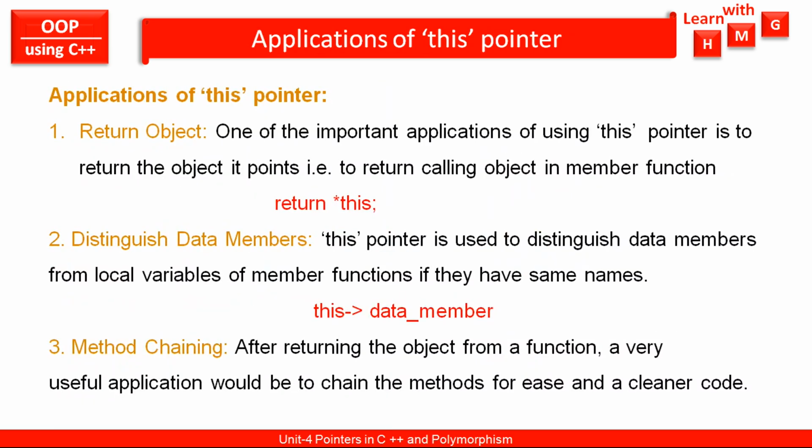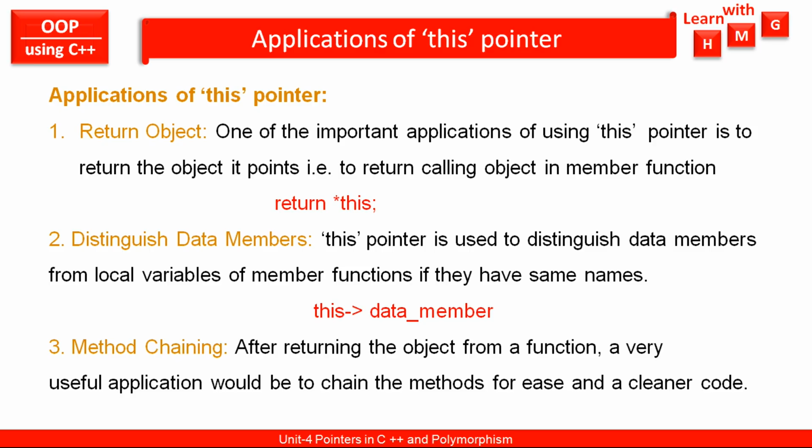So let us see the applications of this pointer. There are three main applications of this pointer. First application is return object, just as we have studied with the help of a program. One of the important applications of using this pointer is to return the object to which it points, that is, to return the calling object in a member function.